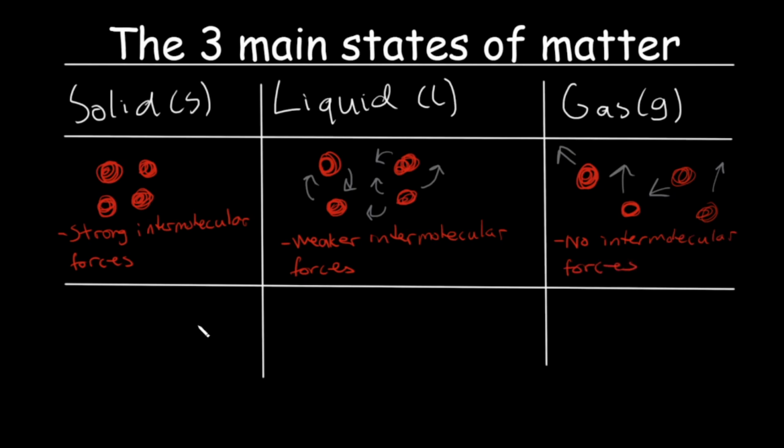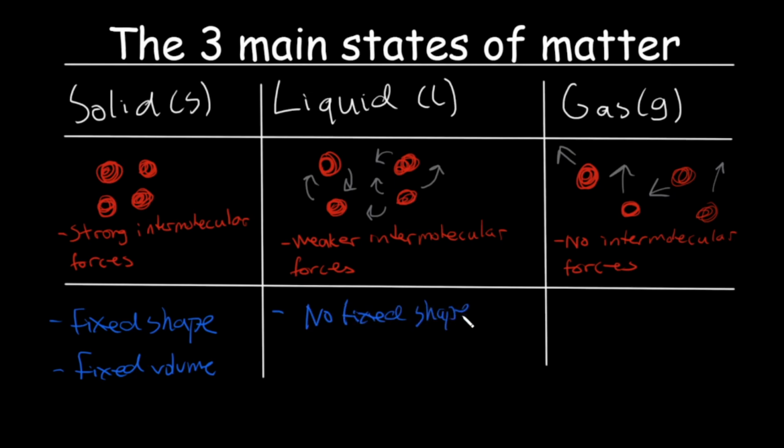The properties of solids are that they have a fixed shape and a fixed volume. The properties of liquids are that they have no fixed shape, but they do have a fixed volume. The properties of gases are that they have no fixed shape, and they have no fixed volume.